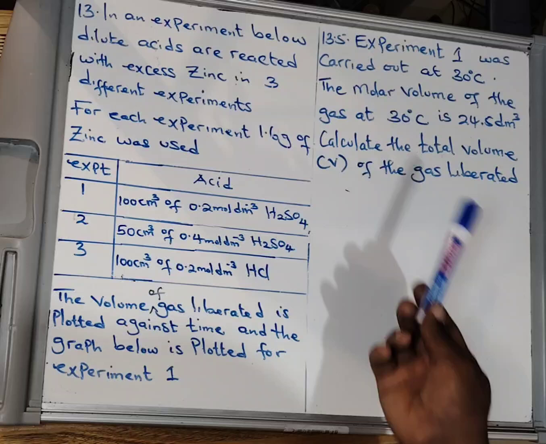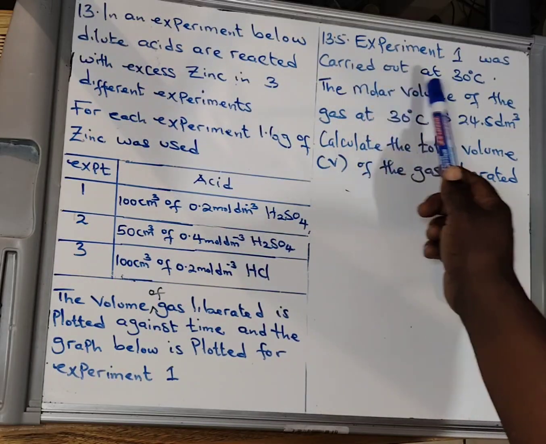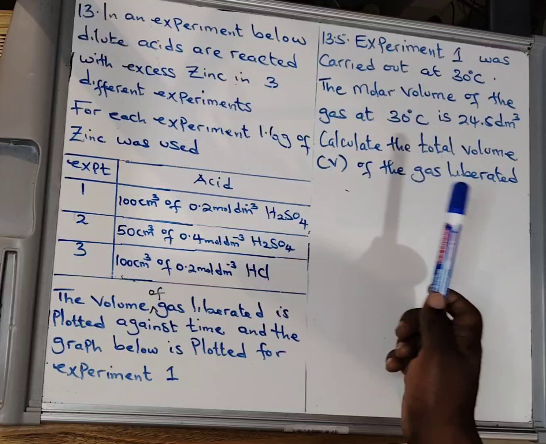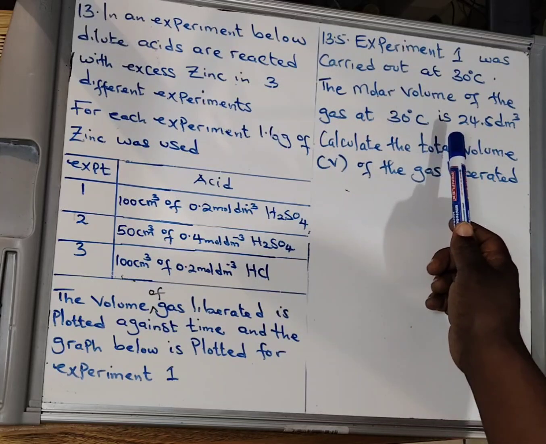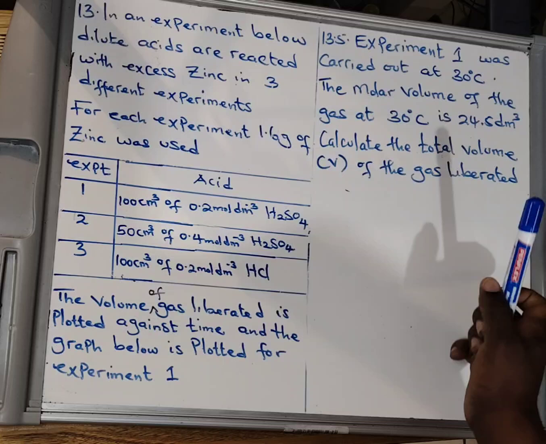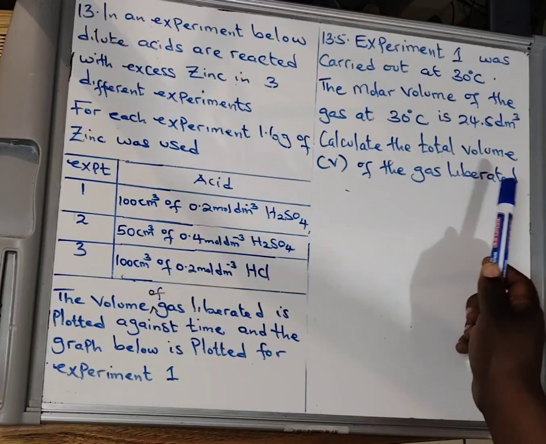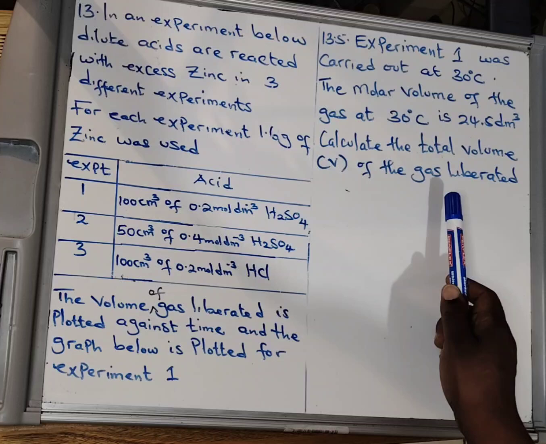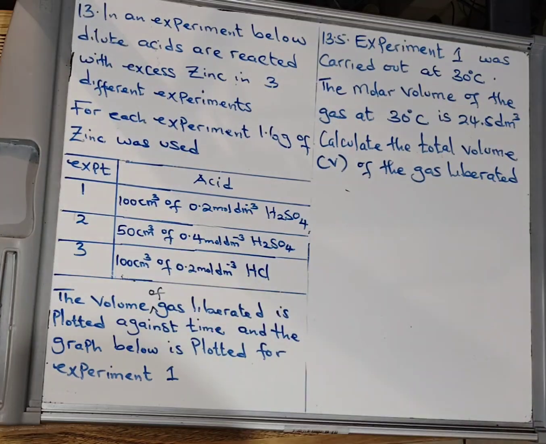This is for experiment 1. It says, experiment 1 was carried out at 30 degrees. The molar volume of the gas at 30 degrees is 24.5 cubic decimeter. Calculate the total volume V of the gas liberated. How do we approach this question?